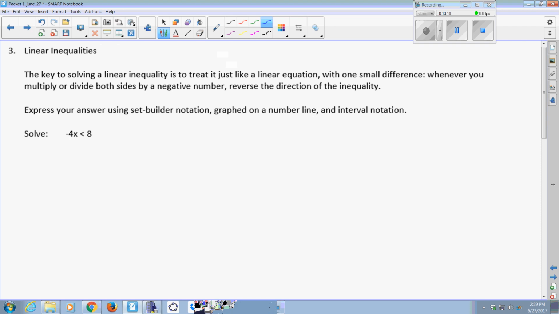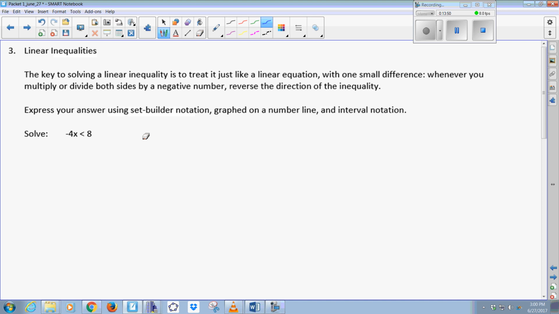Linear inequalities. The key to solving a linear inequality is you treat it just like it's an equation with one small difference. Whenever you end up doing the very last step when you're solving for x or whatever your variable is, if you're multiplying or dividing both sides by a negative number, you have to reverse the sign of the inequality. So if you look at this first inequality, it says -4 times x is less than 8.